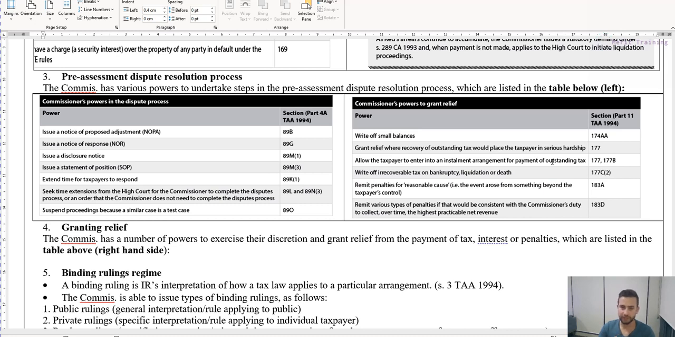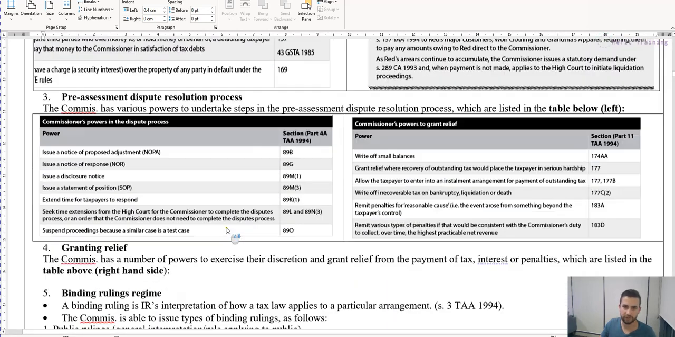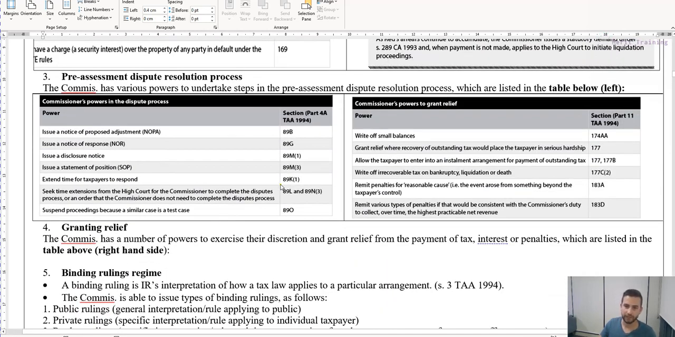So what that means is, here's a couple of examples. They can write off small balances. So if someone owes the tax Commissioner $100 or something like that, it's not really worth the effort. So what the Commissioner can do is they can just write off that amount per section 174AA. They can also grant relief where recovery of outstanding tax would place the taxpayer in serious hardship.